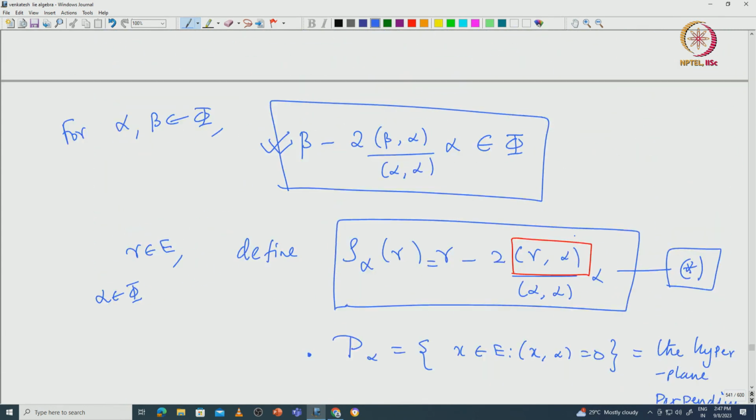What this means is, if we take alpha and beta in phi, and look at S alpha of beta, which is the reflection defined using alpha acting on beta, that must be inside phi. So, this is an important condition.